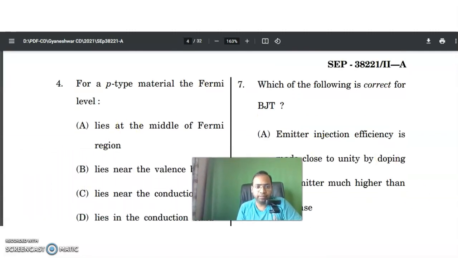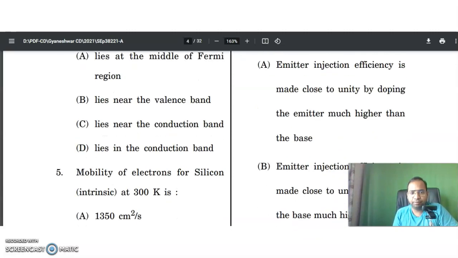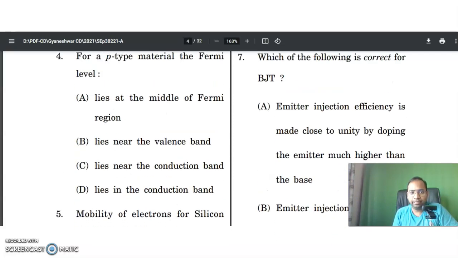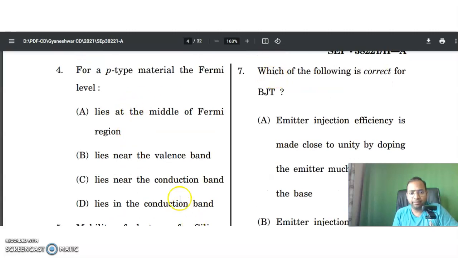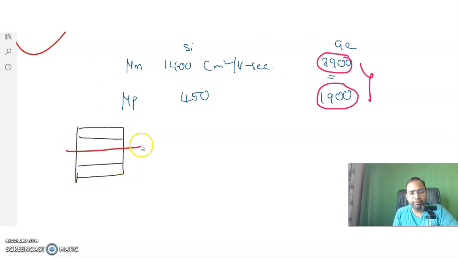The fourth one: for a p-type material, the Fermi level lies at which point? Usually if you take the p-type semiconductor, where does the Fermi level lie? Is it in the conduction band, or nearer the valence band? Where exactly is it located? Here also we can discuss the same concept. Initially, if the semiconductor is not doped at all, then the Fermi level lies almost at the middle of the forbidden energy band gap, correct?